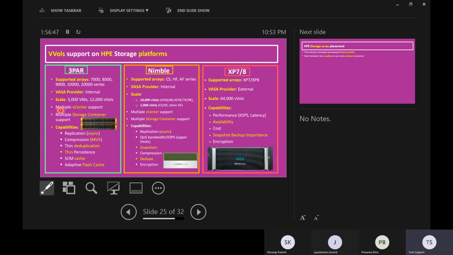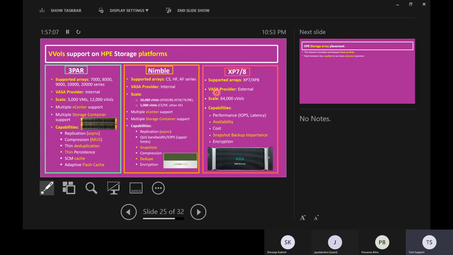Multiple vCenter support, yes, it's supported, and multiple storage container support, it's supported. And capabilities, we know there are some features, and all the features are supported. Similarly for Nimble, I mentioned here how many virtual volumes it supports, and the default is the same as 3PAR, and similarly for XP7 and XP8.